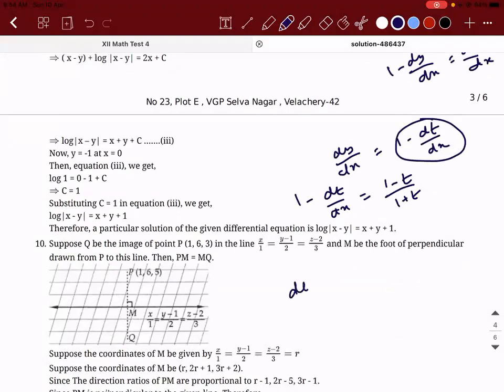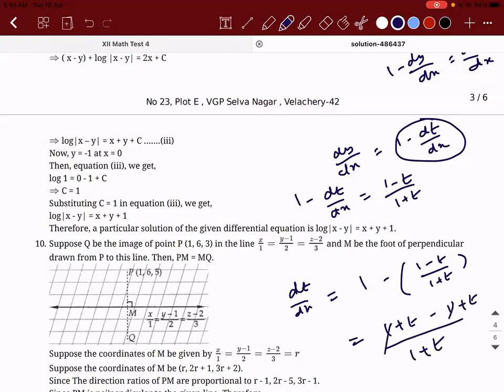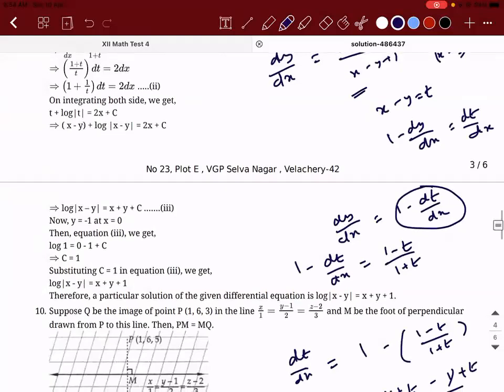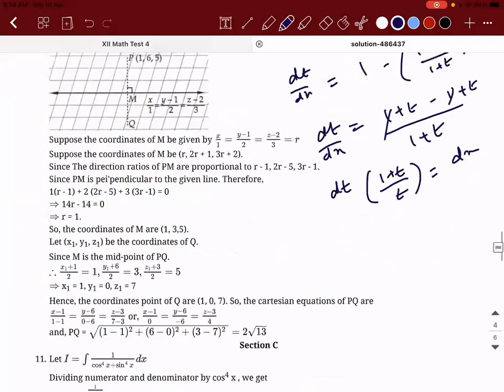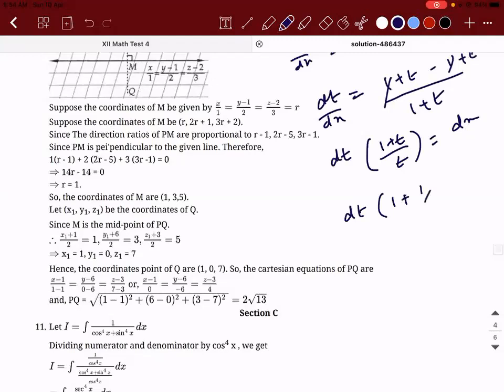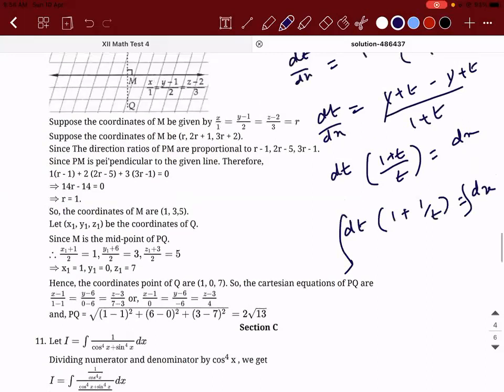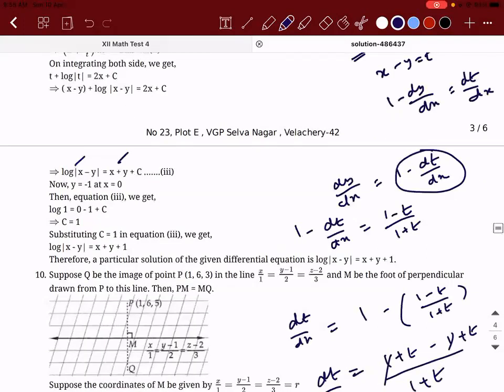Now dt by dx will be equal to 1 minus (1 minus t divided by 1 plus t). That will be (1 plus t minus 1 plus t) divided by 1 plus t. So dt by dx is equal to 2t divided by 1 plus t. So (1 plus t) by t into dt is equal to dx. So dt into (1 plus 1 by t) is equal to dx. Now apply variables separable and then solve it. You'll get the answer. The answer comes out to be log of x minus mod of x minus y is equal to x plus y plus c.